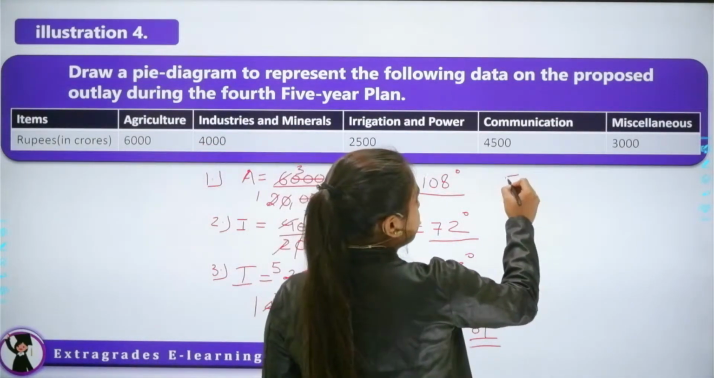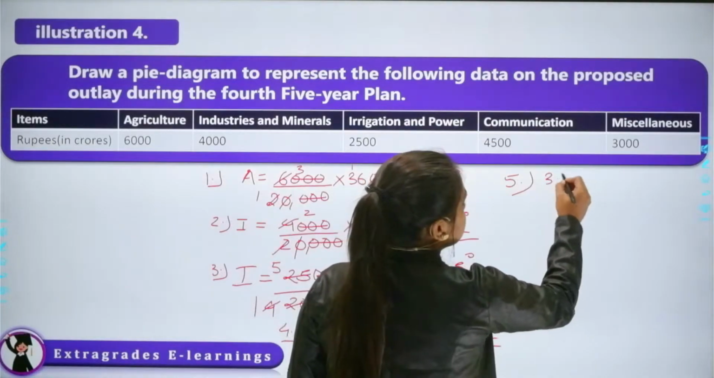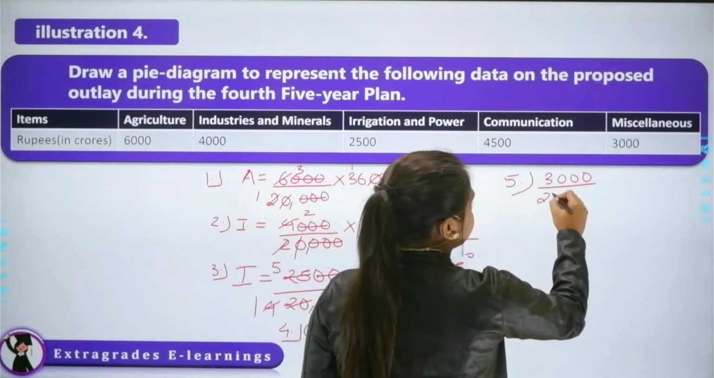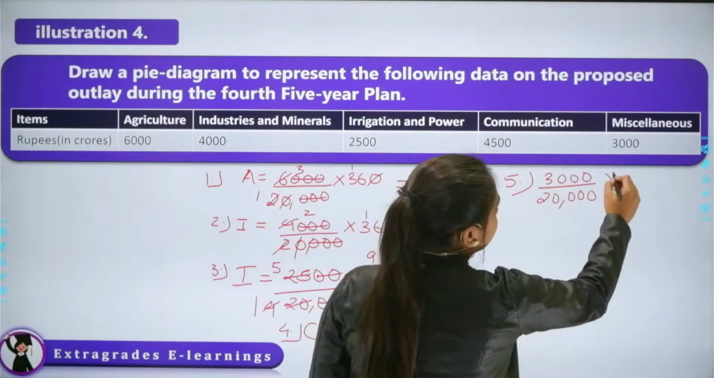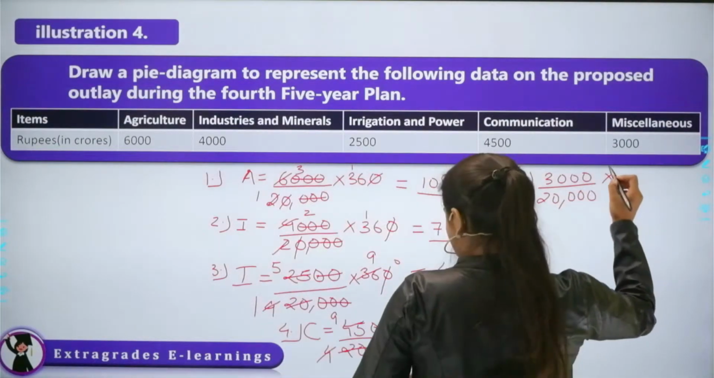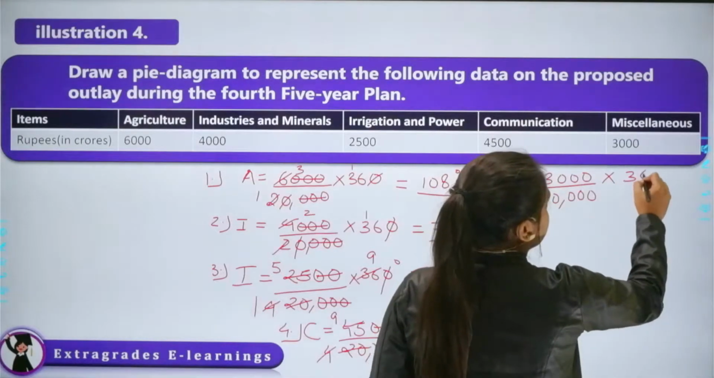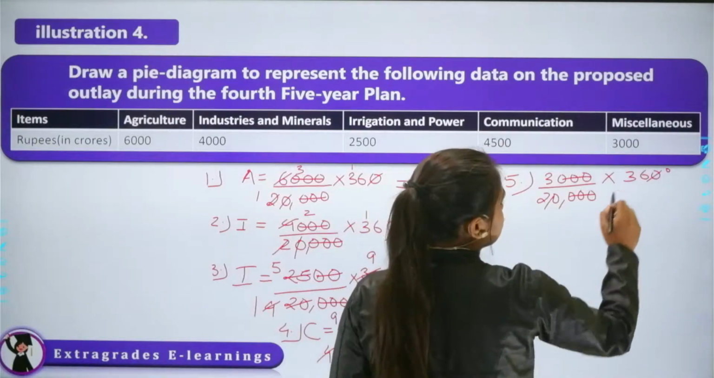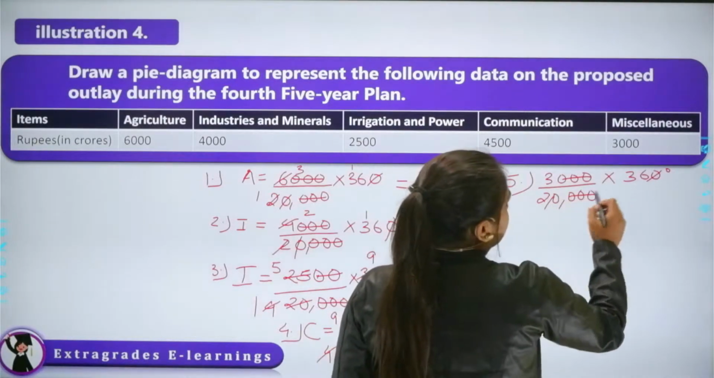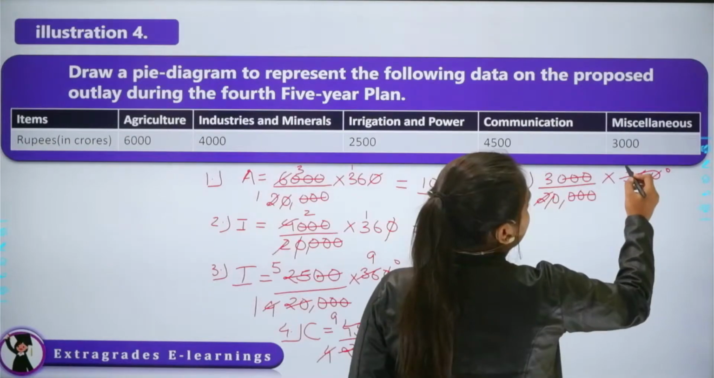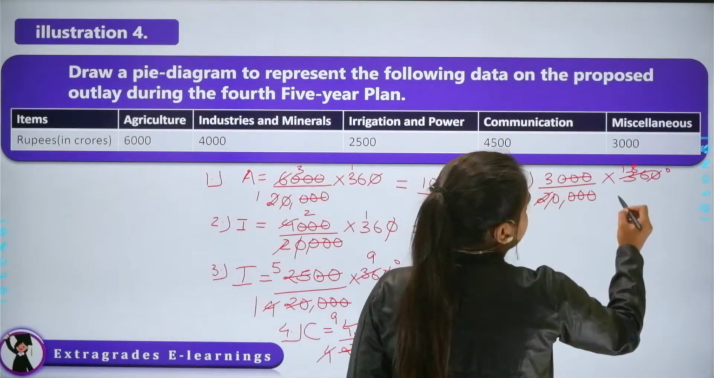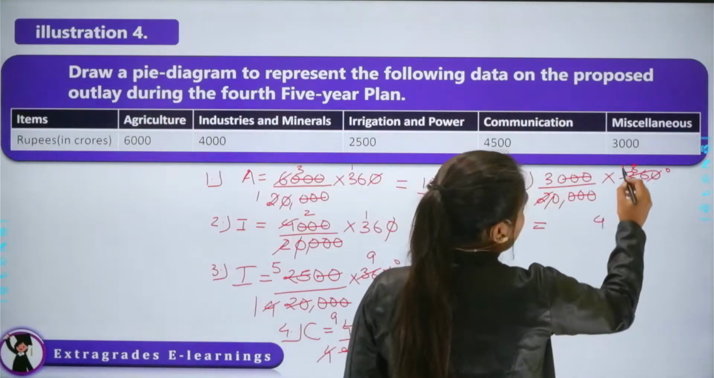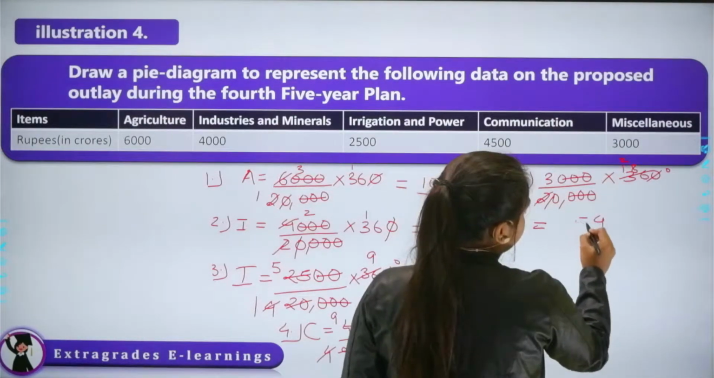Next is the fifth one. Fifth is miscellaneous. Miscellaneous is 3,000 upon 20,000, the total, into 360. Now calculating this, cancelling zeros, we get 2 1s are 2, 2 8s are 16. We will get 3 8s are 24, 3 1s are 3, 5, 54 degree.